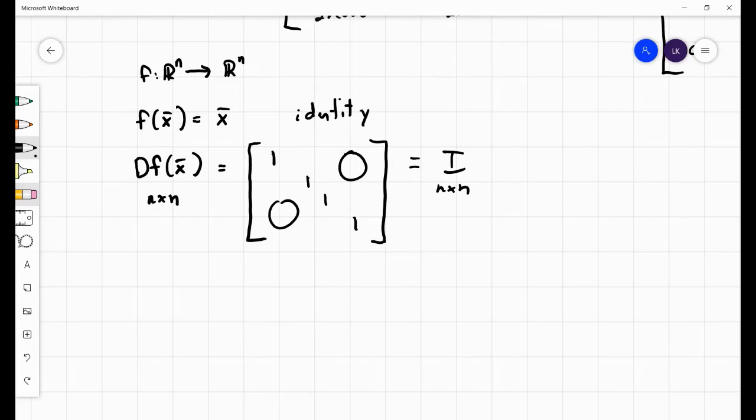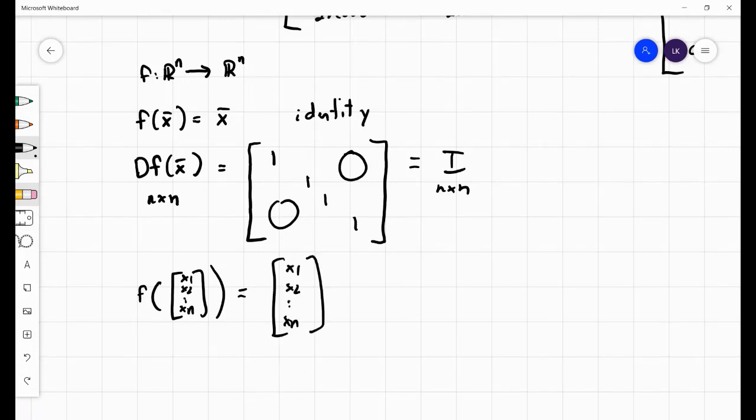Okay. And now let's just see why this is true, right? So our input has n coordinates, and the output is exactly the same vector. So when you differentiate, we're going to take the first component and differentiate it with respect to x1. So we get 1. The derivative of x1 with respect to x1 is obviously 1.